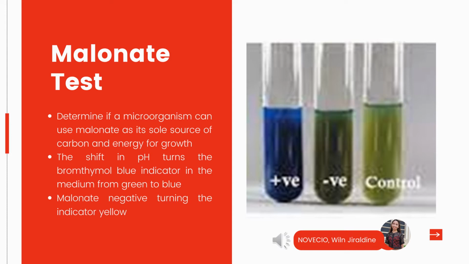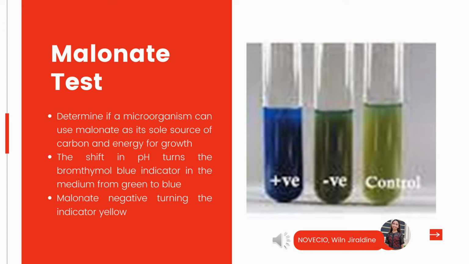The pH indicator is bromothymol blue, which is green at neutral pH, yellow at acidic pH, and turns blue at alkaline pH. Organisms which simultaneously utilize malonate and ammonium sulfate produce sodium hydroxide, which thereby results in an alkaline reaction and changes the indicator from its original green color to light blue or Prussian blue.